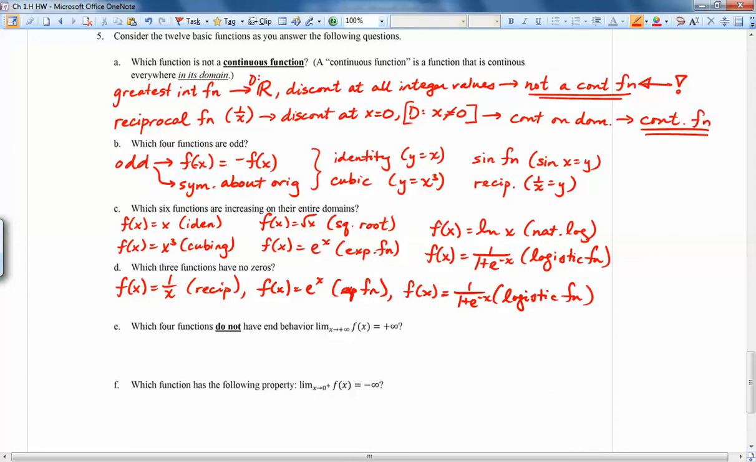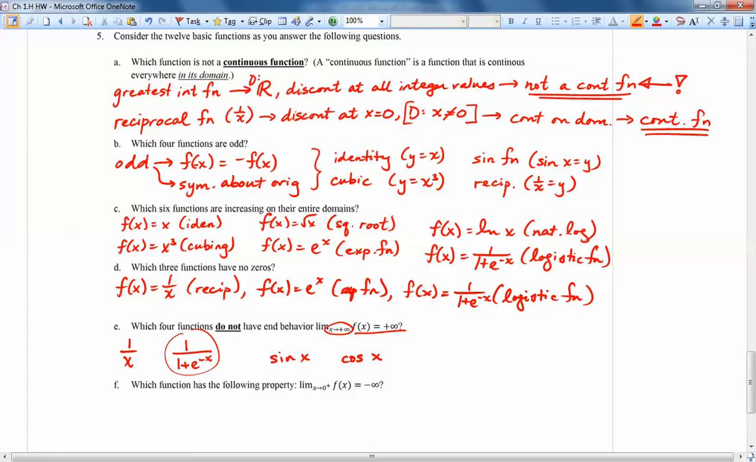Which 4 functions don't have the end behavior where x gets really big, f of x gets really big? Okay, so one of those is going to be the reciprocal function. I'm just going to write this because that approaches 0 as x gets really big. One of them is going to be the logistic function, 1 over 1 plus e to the negative x. That approaches 1 as x gets really big. And we've also got sine x and cosine x, which always alternate between -1 and 1, even as x gets really big. So the y values can never get up to infinity.